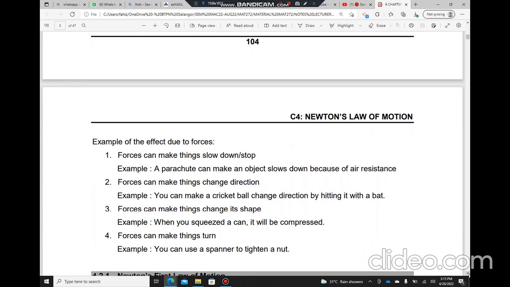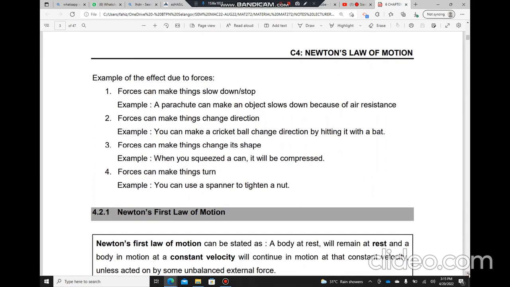Okay, examples of the effects due to forces. Okay, so yang ni contoh untuk effect hasil daripada forces. Okay, so first, forces can make things slow down or stop. A parachute can make an object slow down because of air resistance. Okay, contohnya macam payung terjun. So kalau payung terjun dia boleh jadikan slow kalau ada tekanan daripada udara. Sebab tu kalau kita tengok bila dia turun daripada atas, dia turun secara perlahan, sebab dia ada tekanan udara.